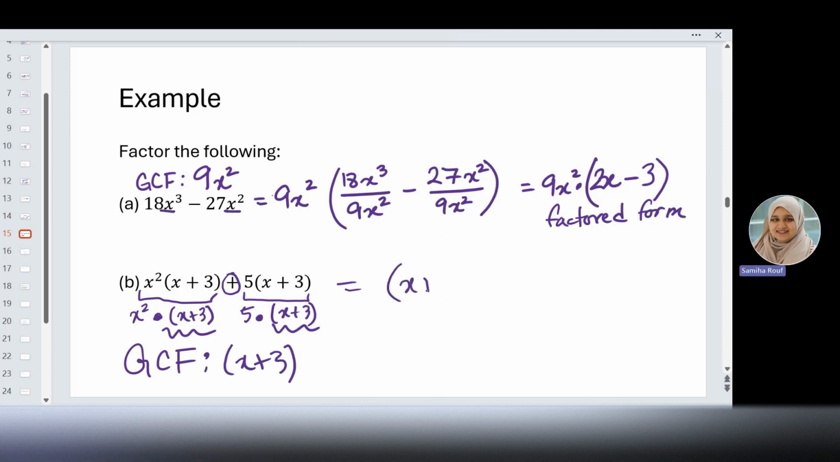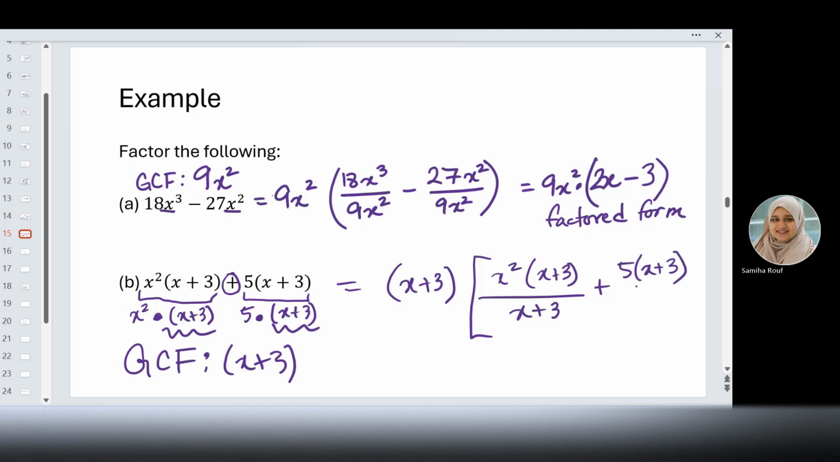So we can take the x plus 3 out. So now, going back to that hidden step, what does that mean? Well, x squared times x plus 3 is being divided by the x plus 3. Plus, we have 5 times x plus 3 being divided by the x plus 3.